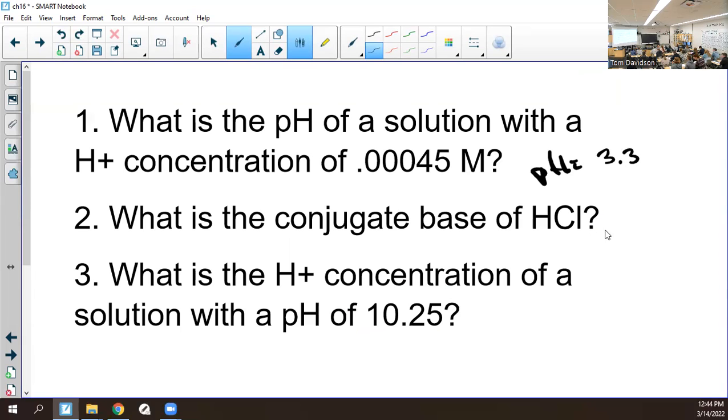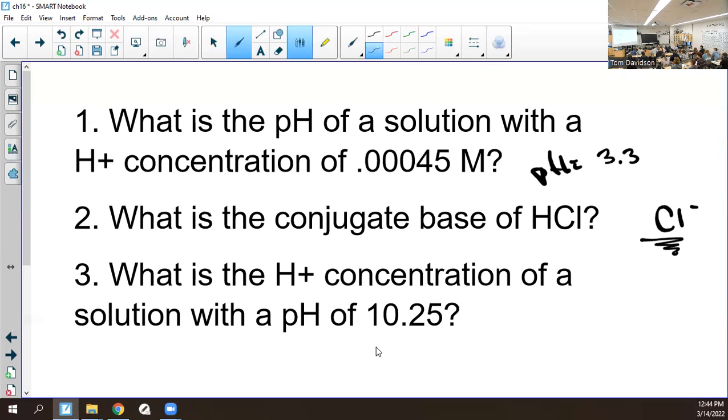All right, conjugate base of HCl. Cl minus. What do we know about Cl minus? It does not grab H and go the other direction ever. So it is a conjugate base of a strong acid, which means it does not affect the pH. Now the H plus sure did.